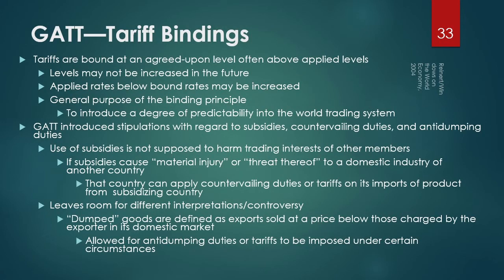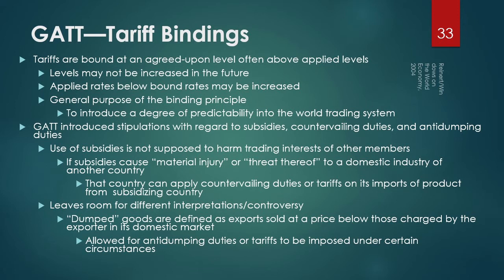Tariffs are bound at an agreed-upon level, often above applied levels. In other words, levels may not be increased in the future, applied rates below bound rates may be increased, and the general purpose of the binding principle is to introduce a degree of predictability into the world trading system. GATT introduced stipulations with regard to subsidies, countervailing duties, and anti-dumping duties.